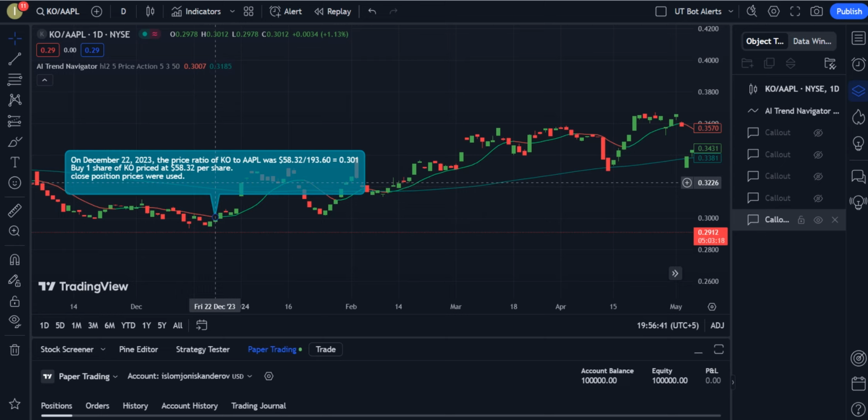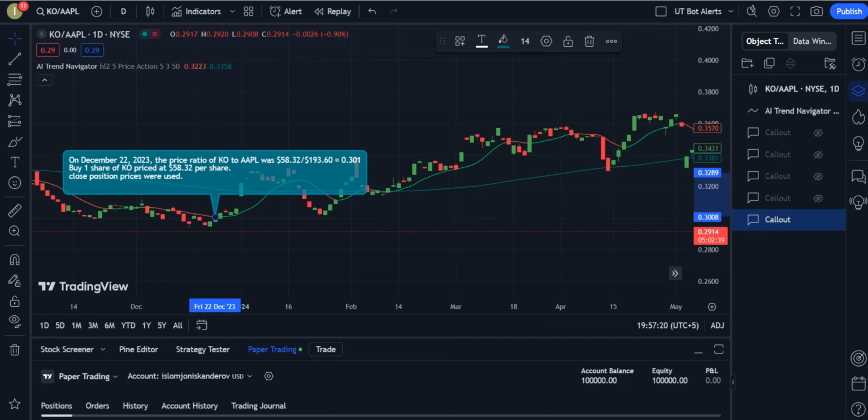On this date, the price ratio of Coca-Cola to Apple was 0.301. How did we obtain that? Well, we obtained it by dividing the price of Coca-Cola, which was $58.32, divided by the price of Apple, which was $193.60, which yielded 0.301. And on that date, we would buy one share of Coca-Cola priced at $58.32 per share.